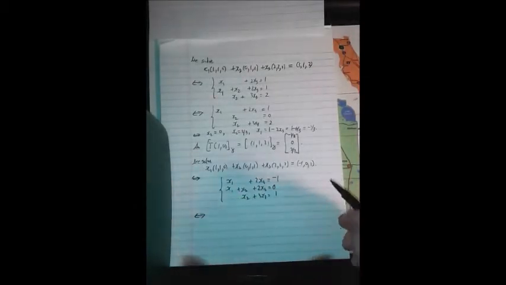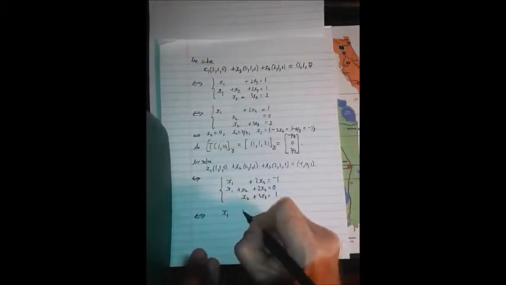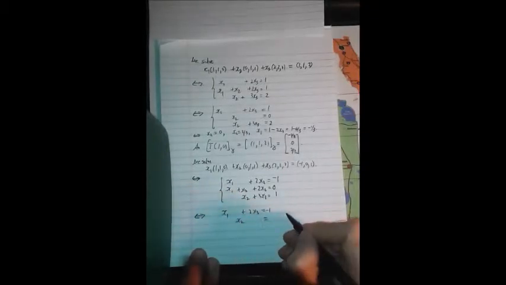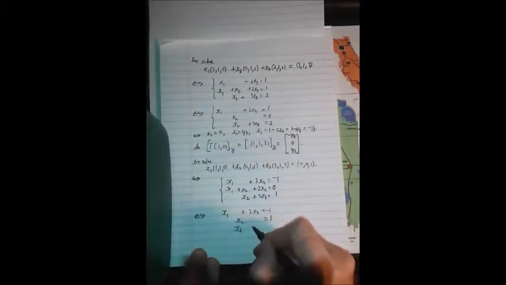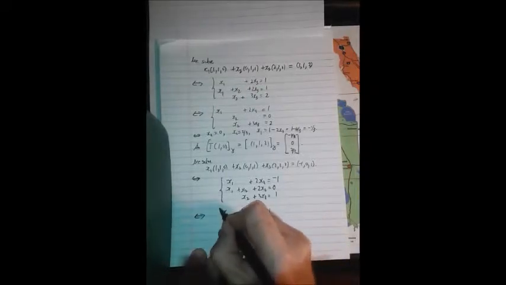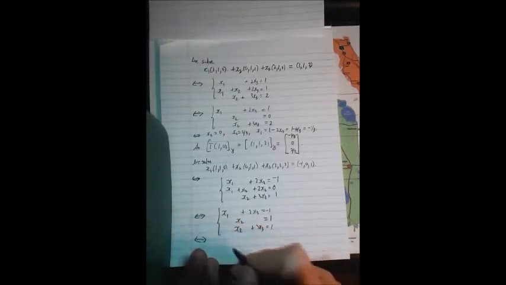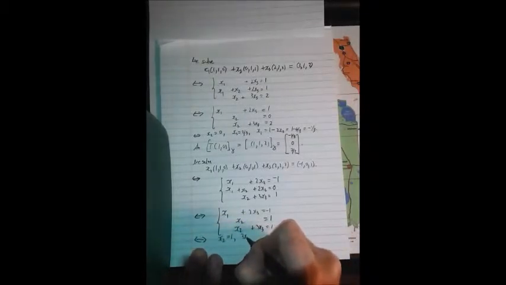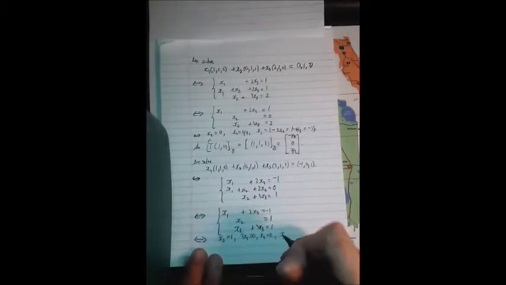Okay, so again we multiply the first equation by negative 1 and add it to the second, and we'll get x2 equals 1 plus 0, which is 1. So this tells us that x2 has to be 1. The third equation tells us 3x3 is 0, so x3 is 0. And the first equation tells us x1 is equal to negative 1.